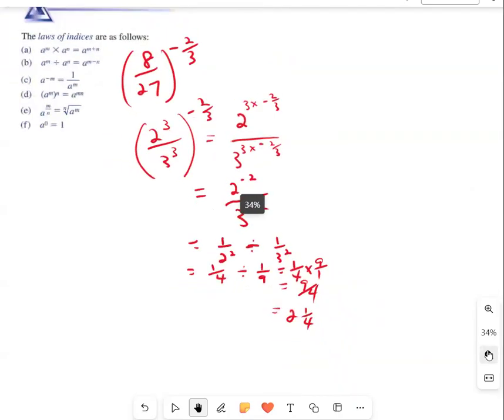Follow it? Take some time to digest it. Some of these things you might have to get familiar with, like 8. That 8 is the same as 2 to the 3rd power. That 27 is the same as 3 to the 3rd power. Sometimes you can't know that, right?